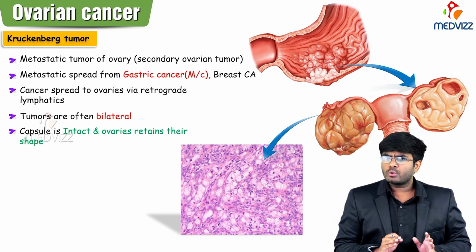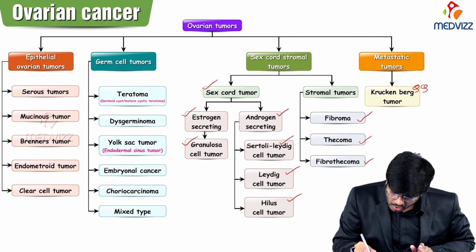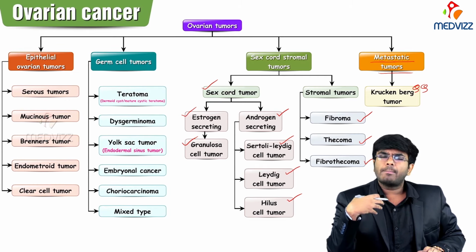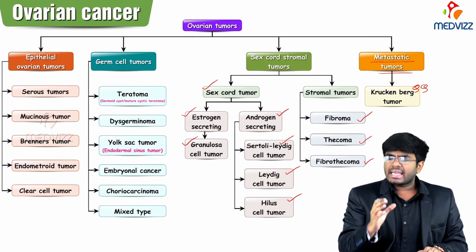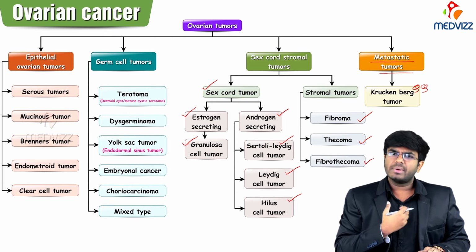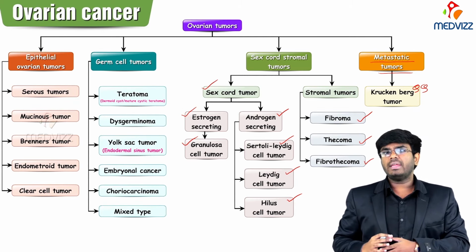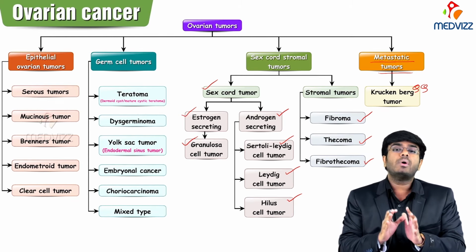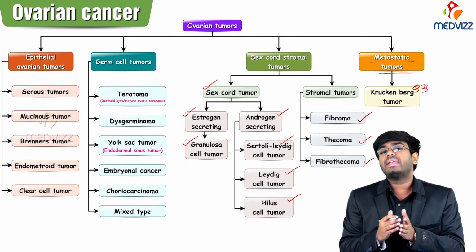See, what exactly is this Krukenberg tumor? Please concentrate, guys. Krukenberg tumor is an example of a metastatic tumor. What do I mean by that? See, Krukenberg tumor is not a primary ovarian tumor. It's not a primary ovarian cancer. See, this cancer has originated somewhere in the body, maybe in the GIT, maybe in the breast. From these places, the tumor cells got metastasized to the ovary, and there in the ovary, they are getting proliferated. So, I can clearly say that Krukenberg tumor is an example of a secondary ovarian tumor or secondary ovarian cancers.